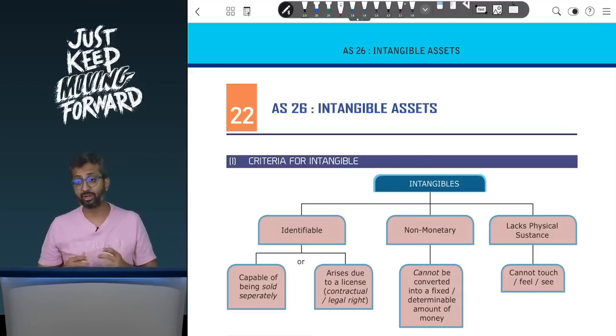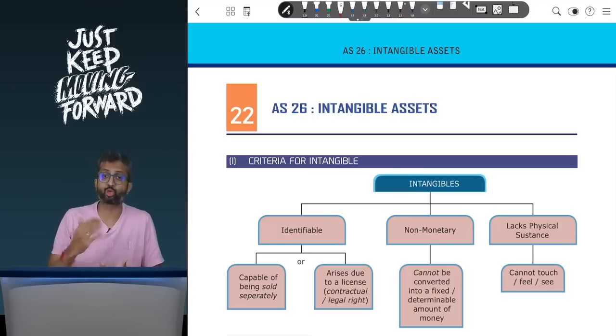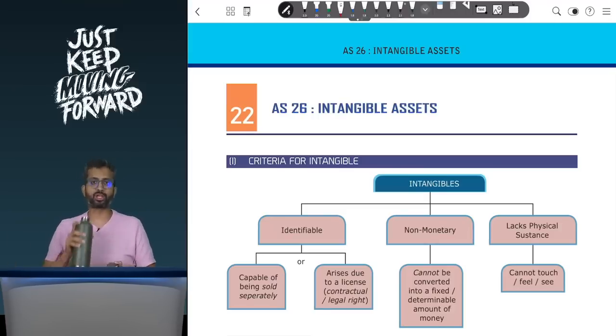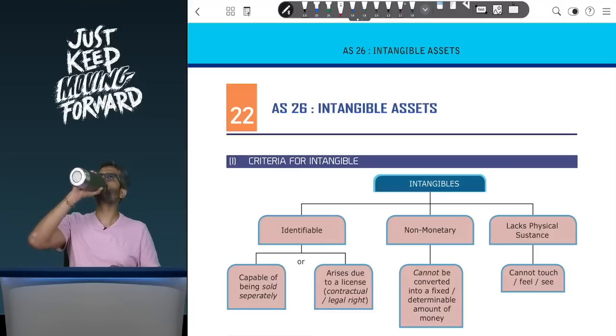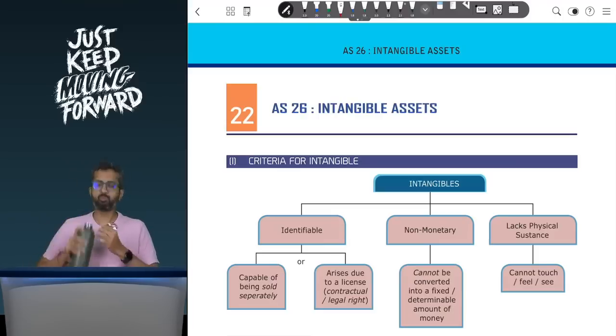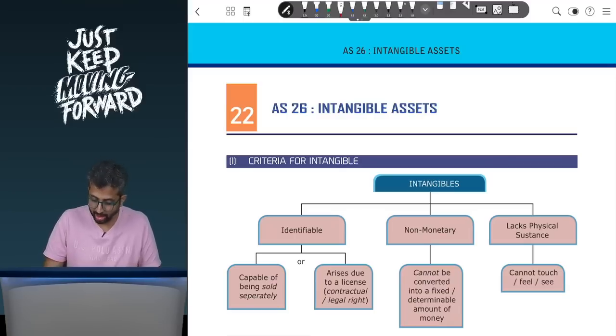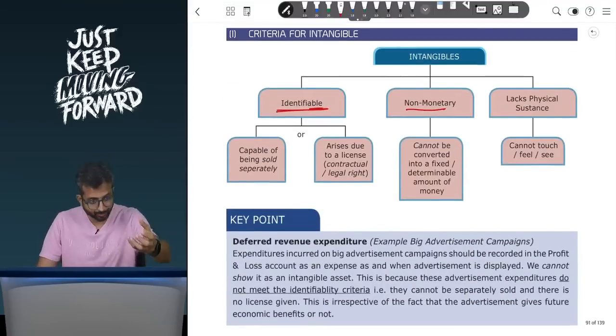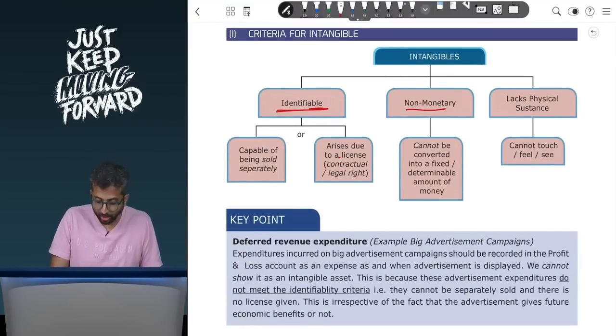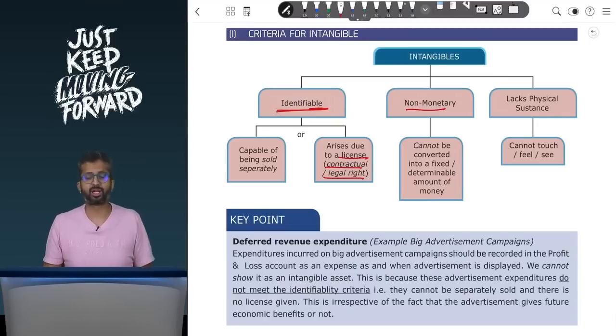Now, when you say intangible asset, a student generally says that you can't touch, feel, or see it. However, that is just one of the criteria. Lacking physical form is just one of the criteria for an intangible asset. Apart from that, it has to be non-monetary in nature and it has to be identifiable. What do you mean by identifiable? It means it is capable of being separated out and sold separately, or it arises due to a license or a contractual right.